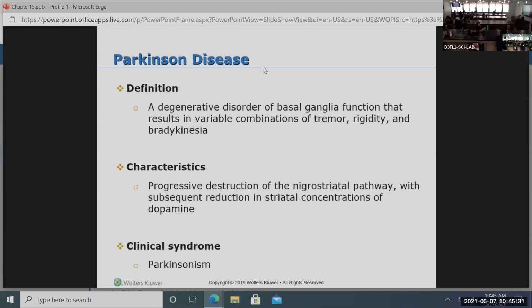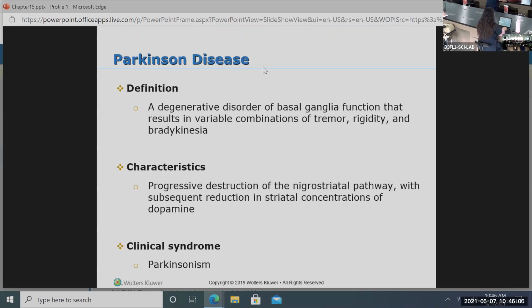Bradykinesia walks. When we walk, usually we normally walk like this. But those patients with Parkinson, their foot is rubbing on the ground, and body posture is leaning forward. That is Parkinson. So that falls under bradykinesia.